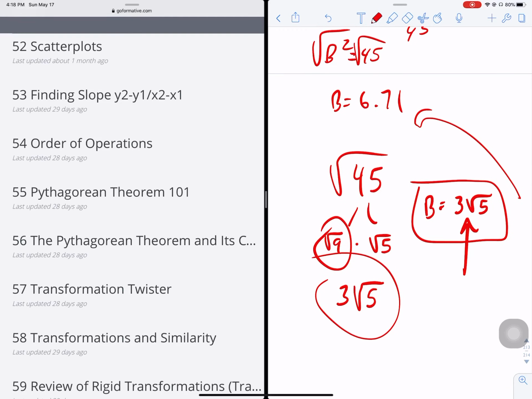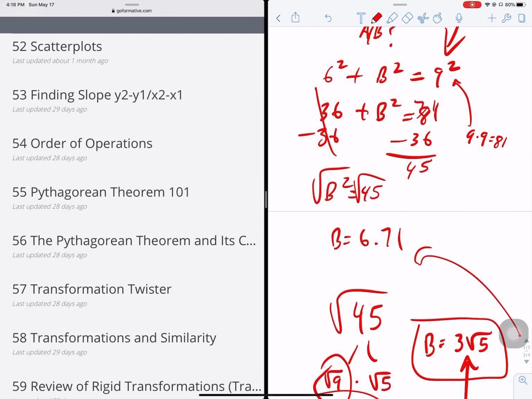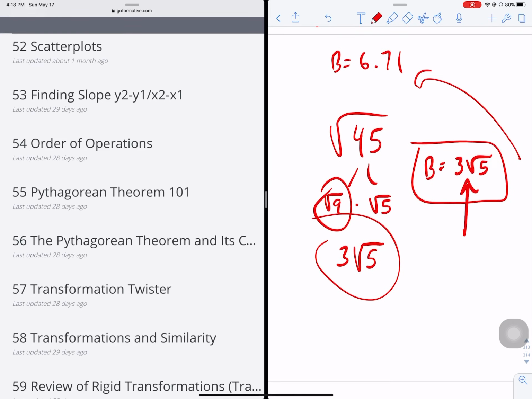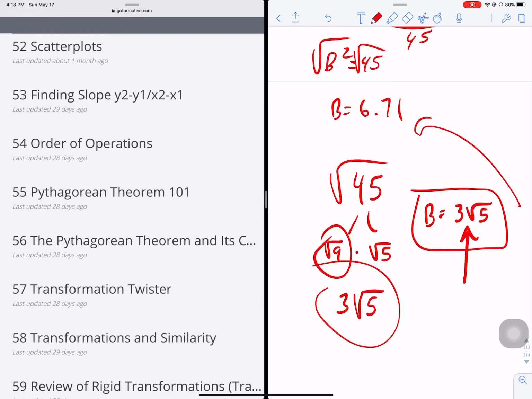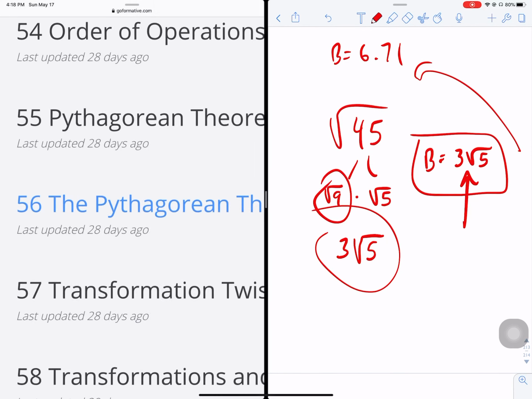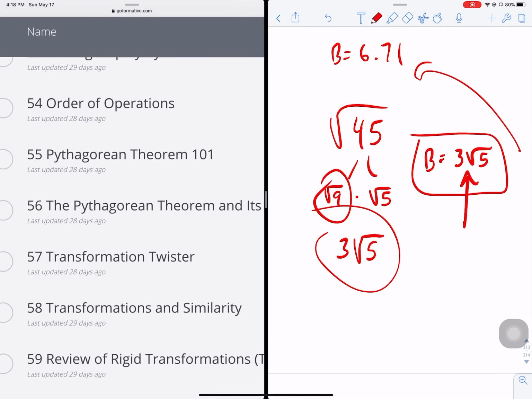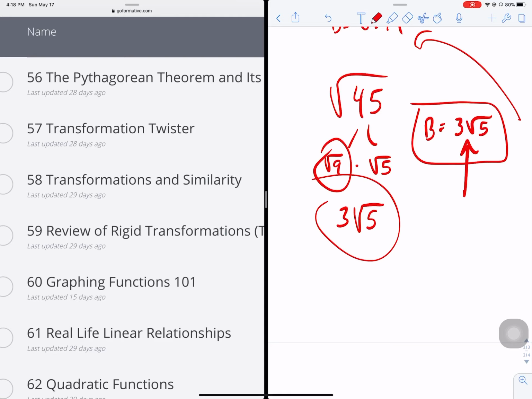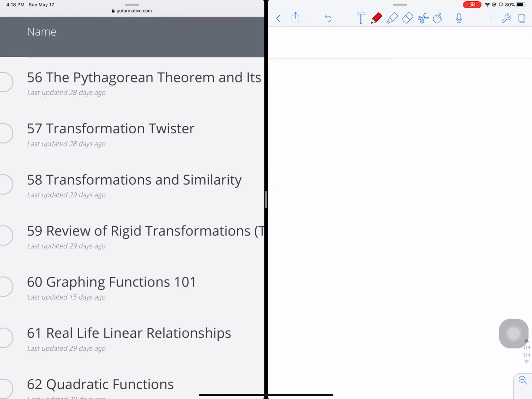So we can reduce the radical, or we can just put the decimal, and you'll have classes in the future that say, please reduce the radical. Or you're going to have classes in the future that say, just give me the decimal, they don't care. You have 2 Pythagorean Theorem lessons there. I don't need to go over much more than that. So let's go on to 57, 58, and 59. Those are all on transformations.